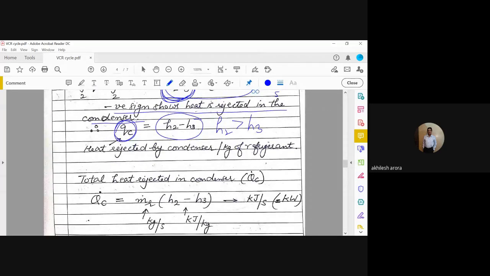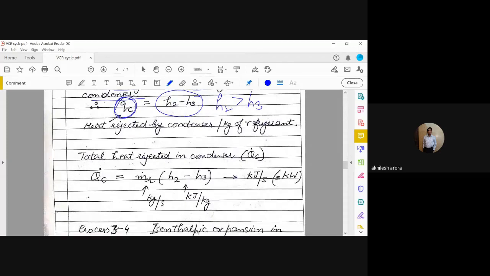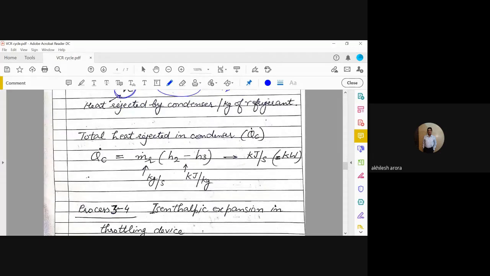Now we have to calculate the total heat rejected in the condenser. Now how to calculate the total heat rejected in the condenser? It is equal to mass flow rate of the refrigerant into H2 minus H3. So the value will come out to be in kilojoules per second, which is kilowatts. And the value of mass flow rate is in kgs per second, and H2 minus H3 is in kilojoules per kg.